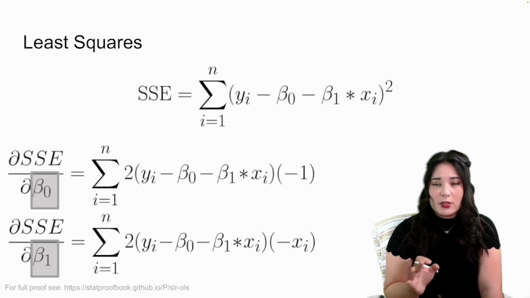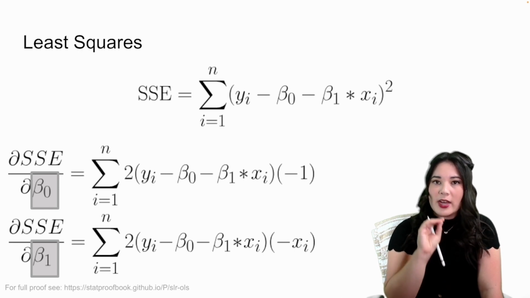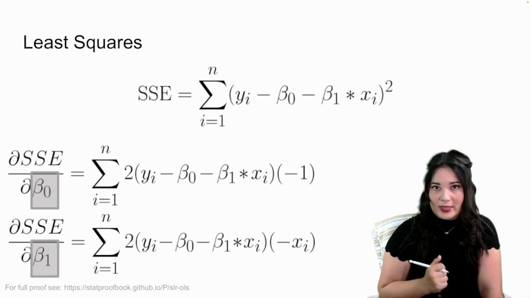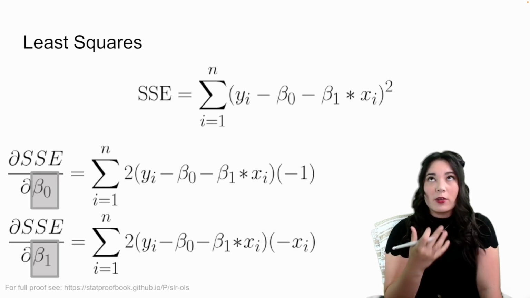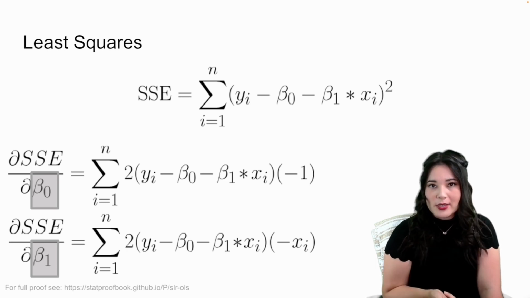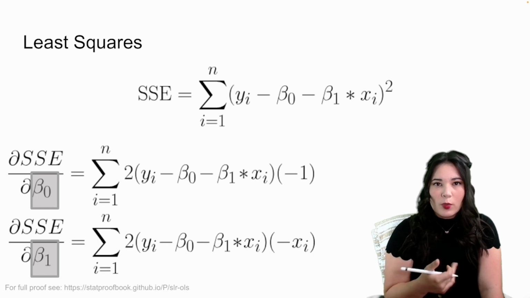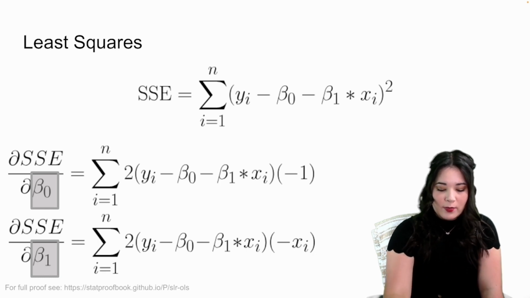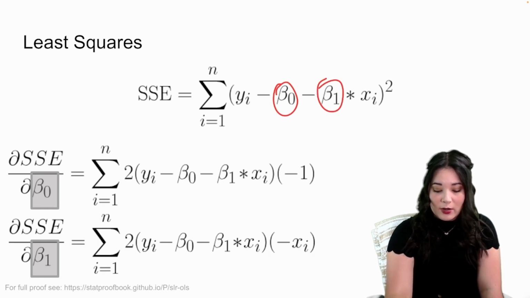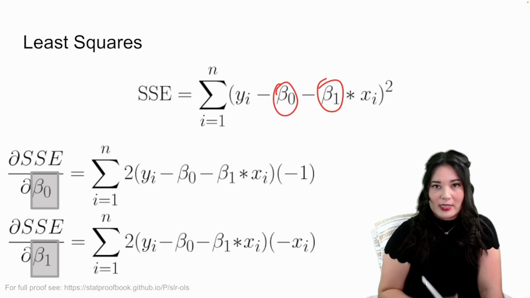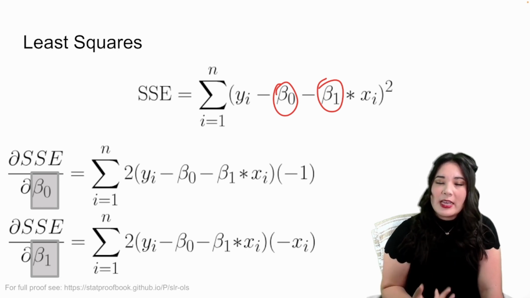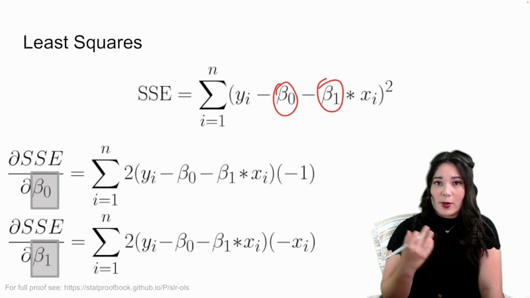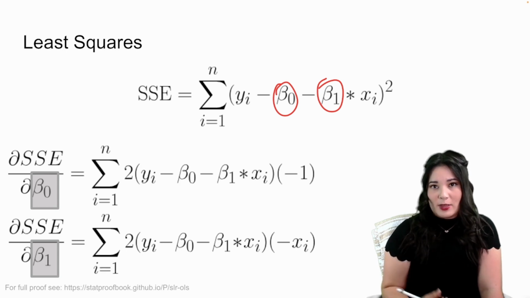Now, I'm not going to make you do any of this by hand. I just want you to understand a little bit about what is happening here. If you've taken a calculus or a differential equations class, this might look really familiar. What we're going to do in order to find both our intercept and our coefficient that minimize the sum of squares is we're going to take this formula and find the partial derivatives and set them equal to 0.